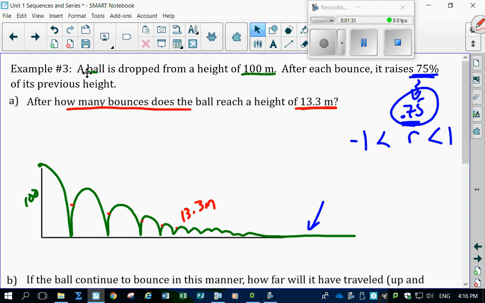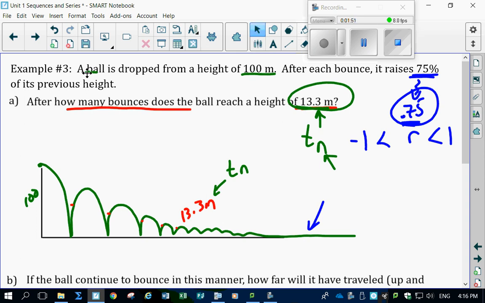So if you think about that then, we are actually trying to find Tn. That's what we're trying to find. We're trying to find how many bounces. We're trying to find n. This 13.3 is Tn. Find me n. How many bounces does it take?